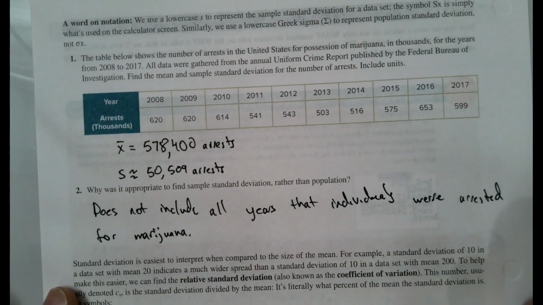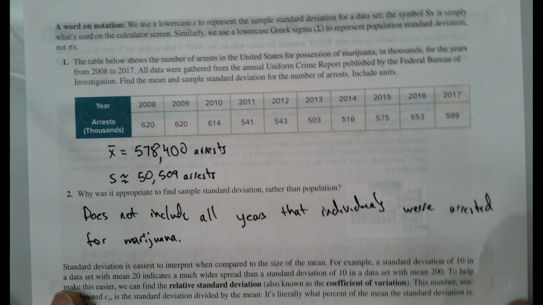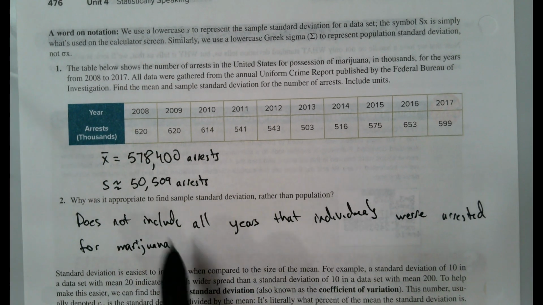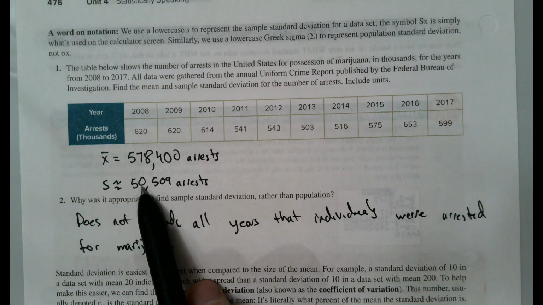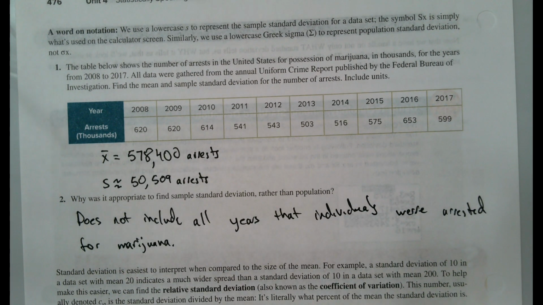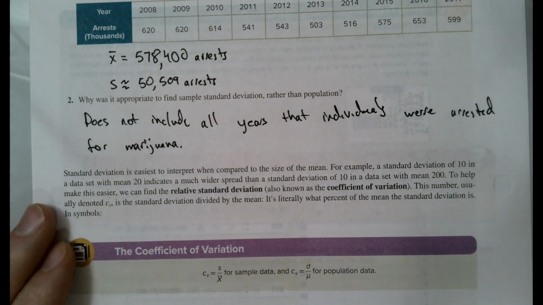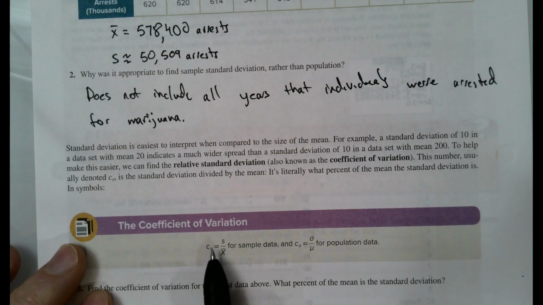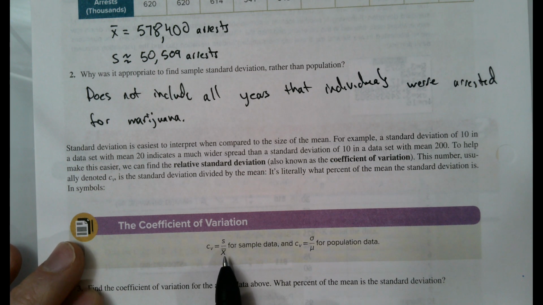Okay, so we're curious about how spread out these data are, and you could see that maybe just from inspection it doesn't look too bad. 50,000 compared to 578,000, that's not a particularly large number. 50 compared to 500. So we need maybe a better numerical measurement, and that measurement is the relative standard deviation, which we call the coefficient of variation. It's labeled C subscript V, and it's simply the standard deviation divided by the mean.